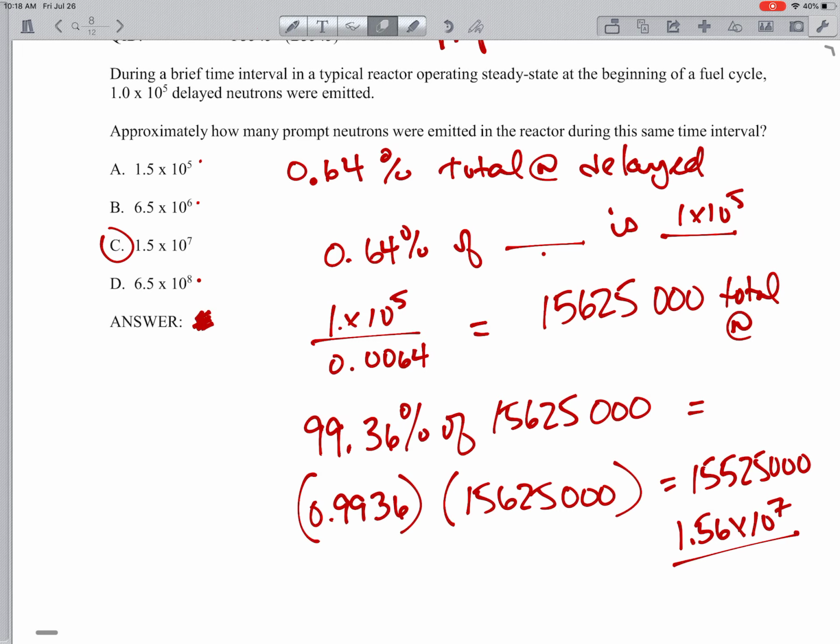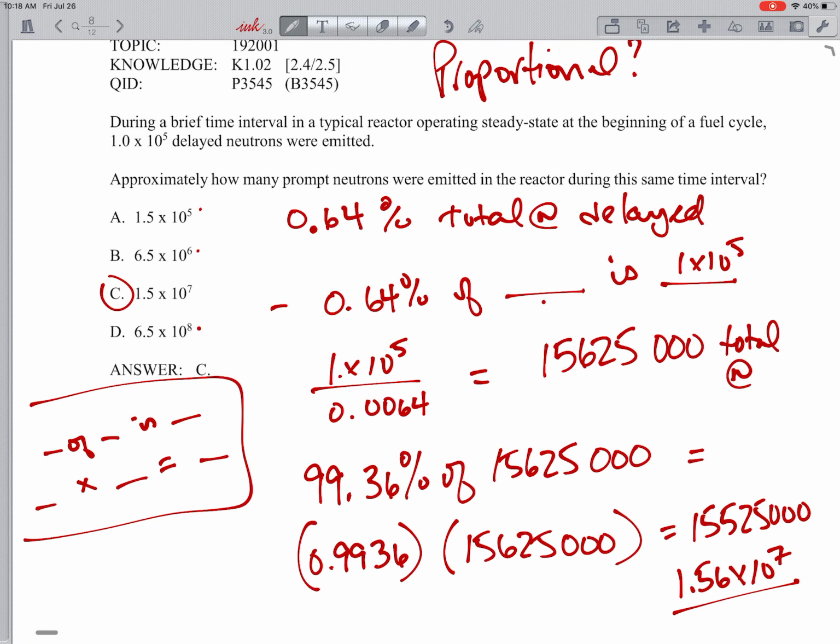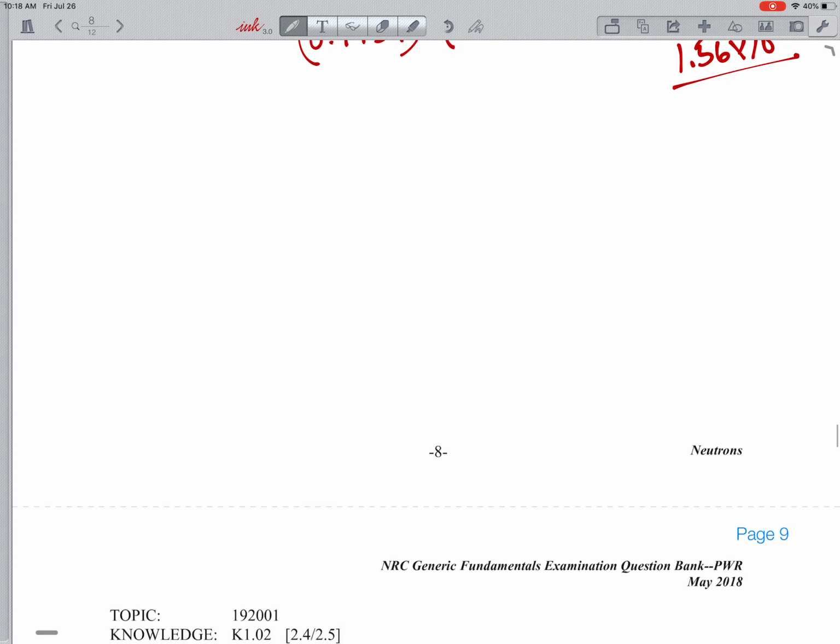And did I get it right? C. Yeah, that's how you do that. So I'd use this if I were you. Blank of blank is blank. Blank of blank is blank. And then instead of, you go blank times blank equals blank. So Mrs. Montemayor taught me that in middle school. Thank you, Mrs. Montemayor. Next question.